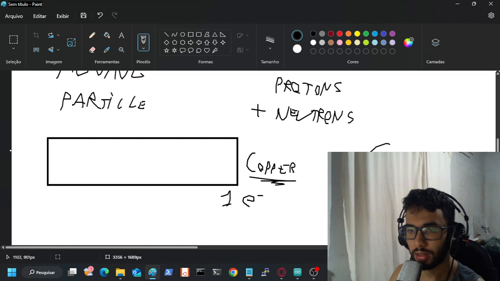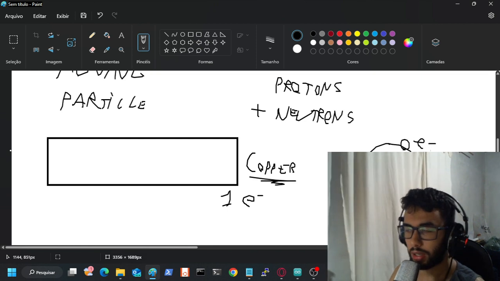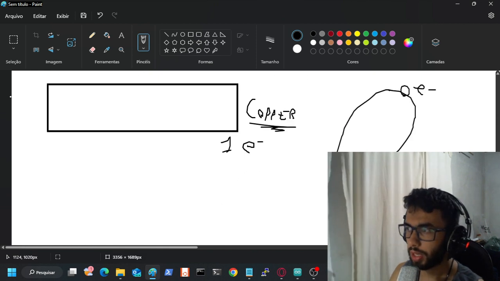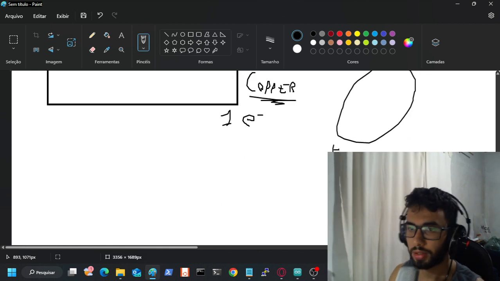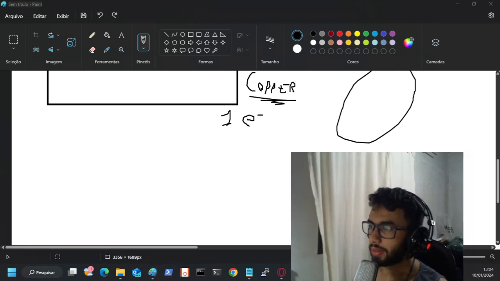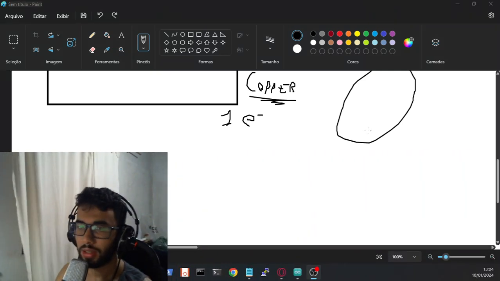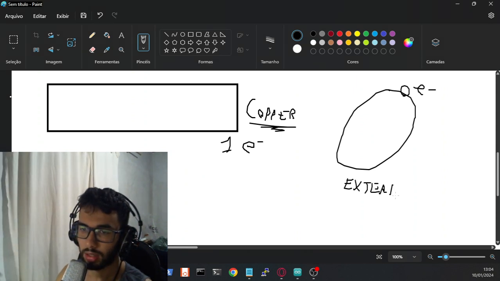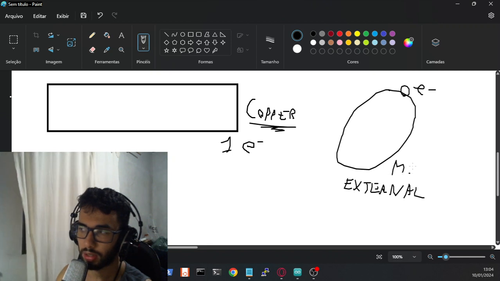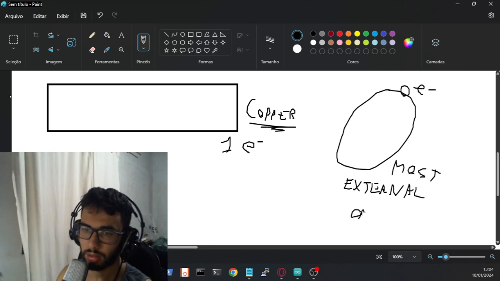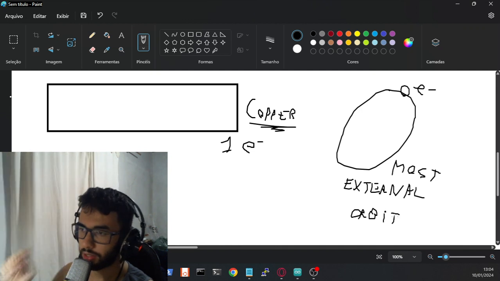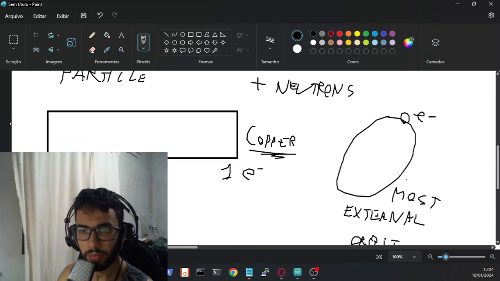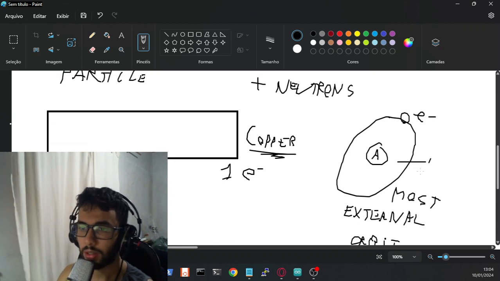A free electron is an electron, or those electrons, that are in the most external orbit. So you can easily take it off, and you can easily move it from this atom to another atom.